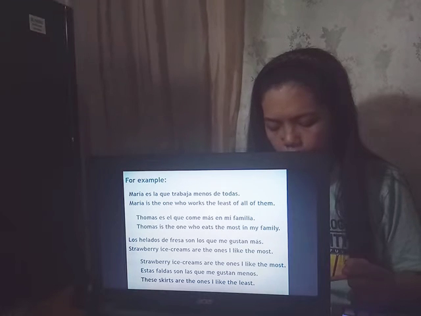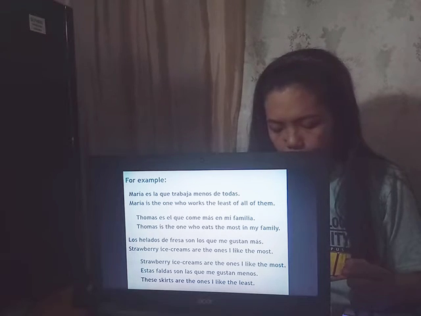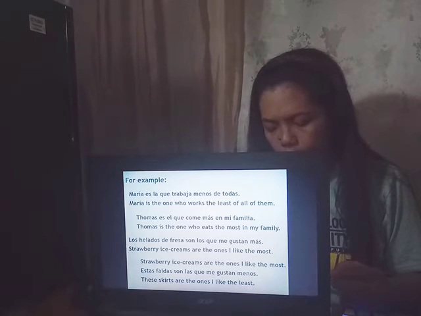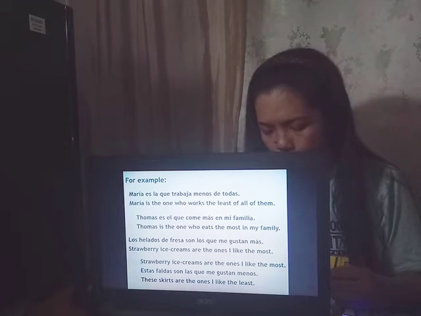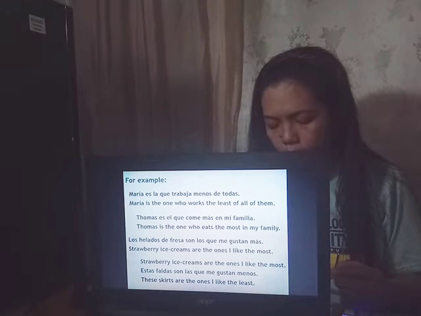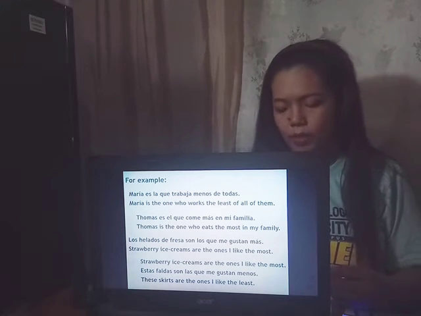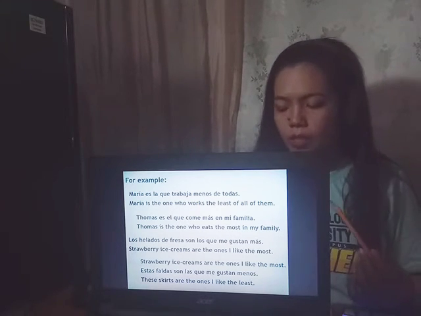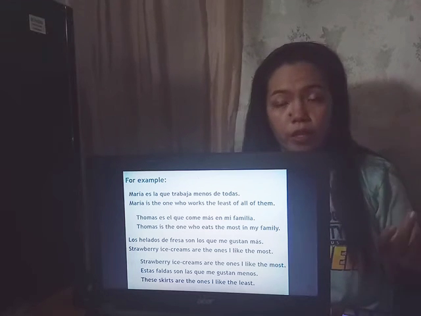Next one here. Estas faldas son las que me gustan menos. Okay, so it means these skirts are the ones I like the least. So those are an example for superlative with verbs.